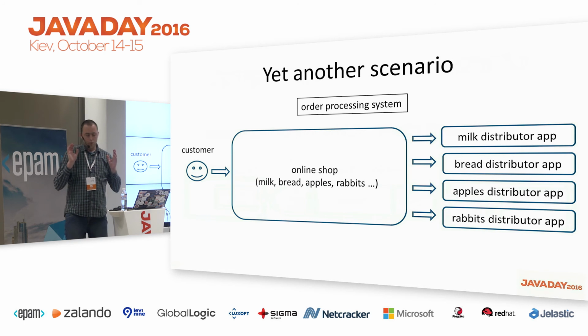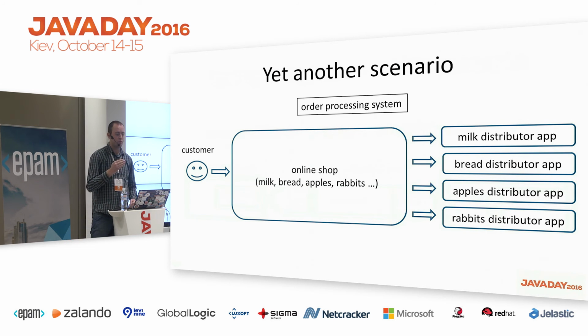If you want to look at a more complex scenario, let's consider the case that we have an online shop. And this online shop receives different types of orders. A customer creates an order that can contain, for example, a request to buy milk, bread, apples, or rabbits. We'll start with this basic scenario when we have just 4 types of products.